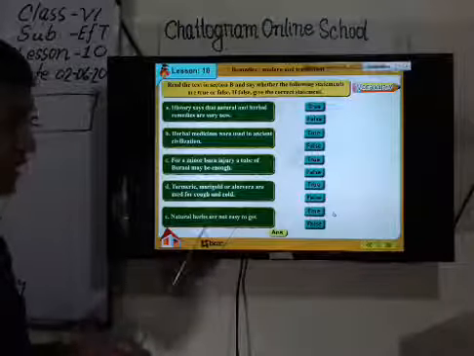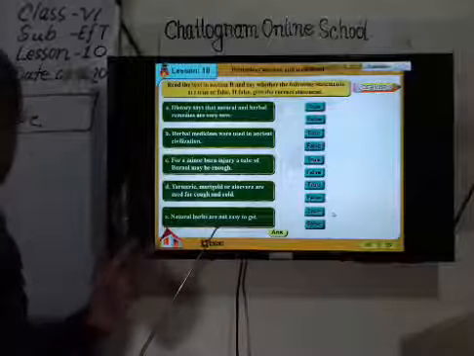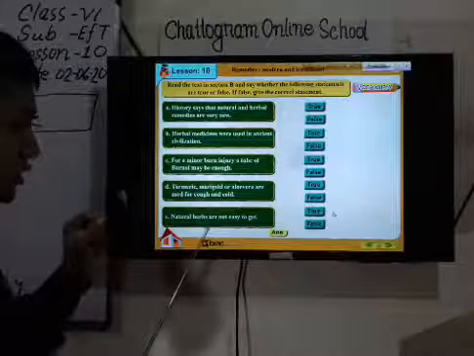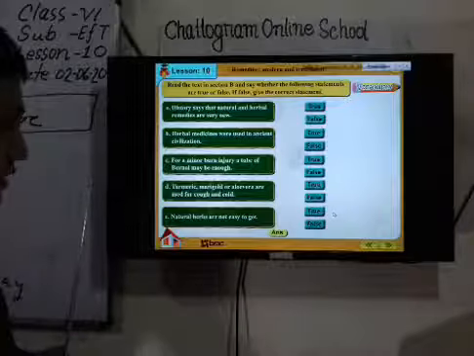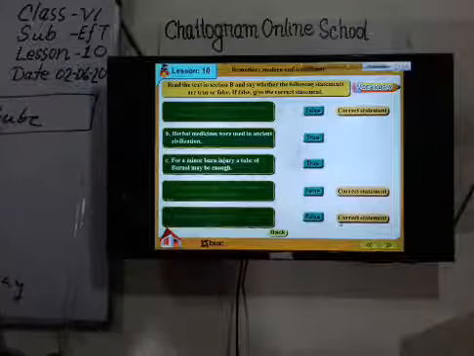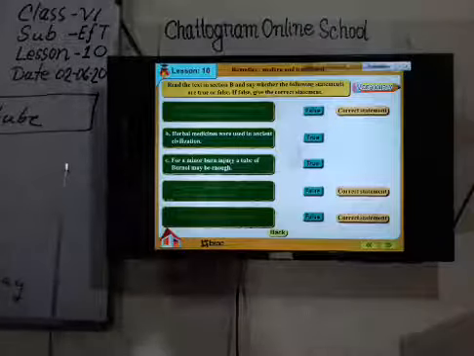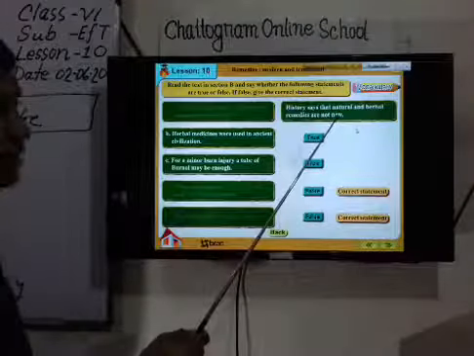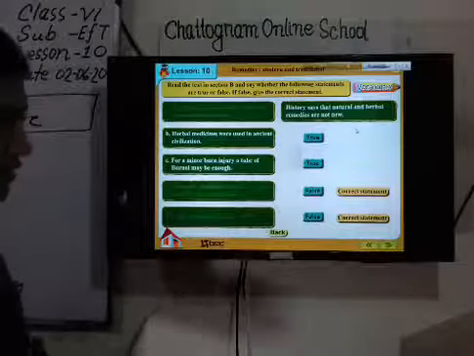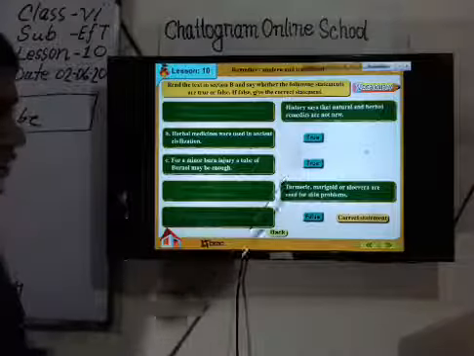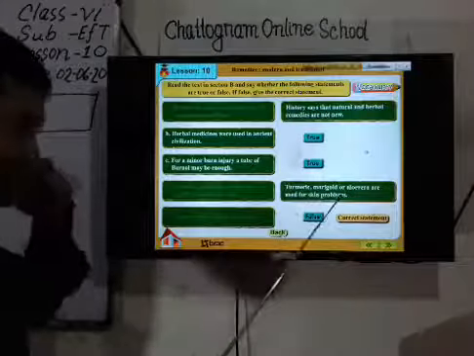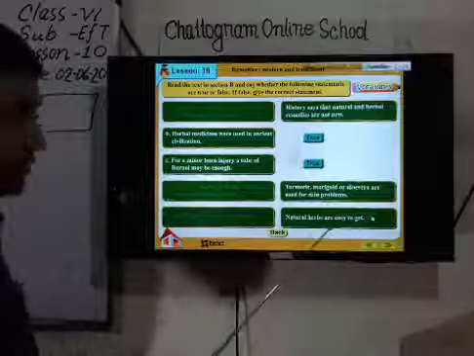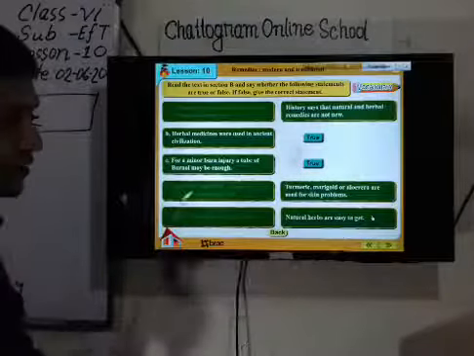Natural herbs are not easy to get. It is not right, because natural things are usually found in nature around us. So this is not true, it will be false. Now check our answers. Our answers are right. And what is the correct statement here? History says that natural and herbal remedies are not new. Turmeric, marigold and aloe vera are used for skin problems. Natural herbs are easy to get.